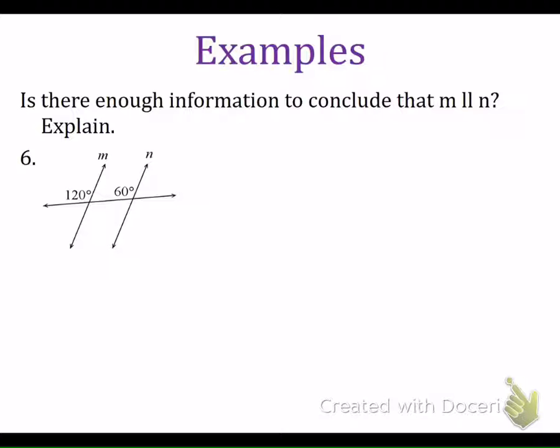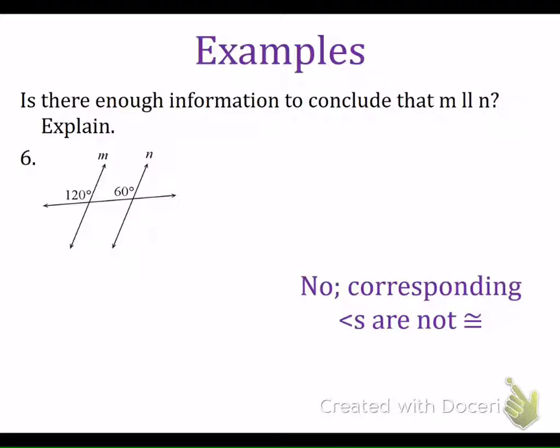What type of angles are we looking at? Those are corresponding angles. What needs to be true about corresponding angles? They have to be congruent. Are those congruent? No. You're telling me that 60 and 120 are the same thing?